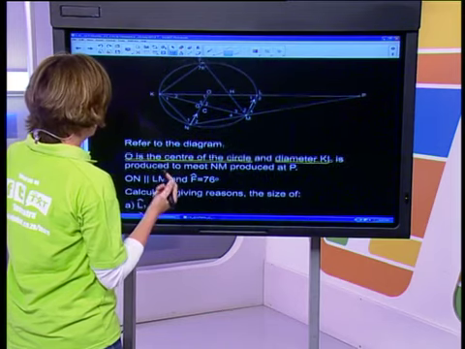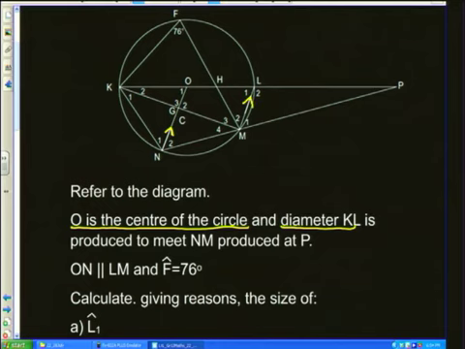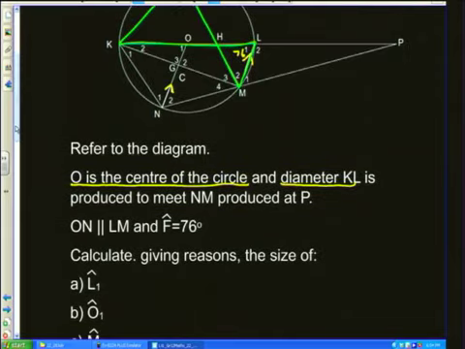We've been told that we've got parallel lines again, so there's my parallel lines. And we know that angle F is 76 degrees, so that's given to us over there. First things first, we're going to calculate the size of angle L1. So looking at it carefully, point F, point K, point M, and point L are all sitting on your circumference. So do we see the bow tie that we've got over there? All right. So angle L is going to be equal to 76 degrees because of angles in the same segment.